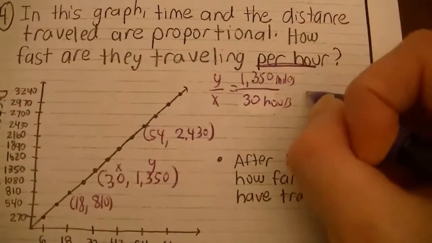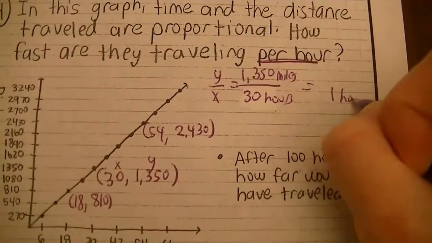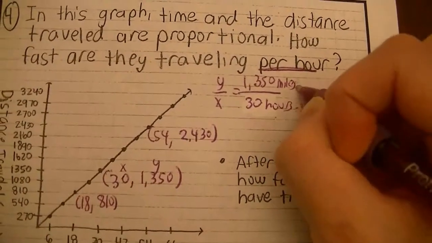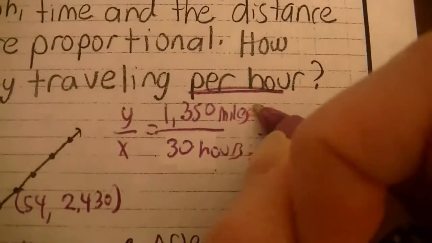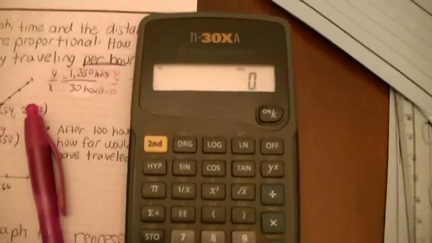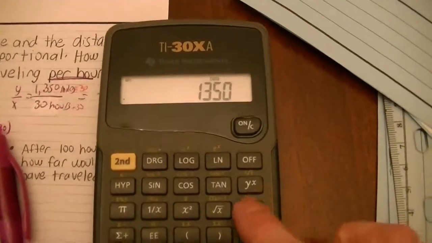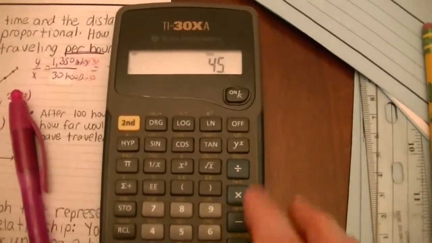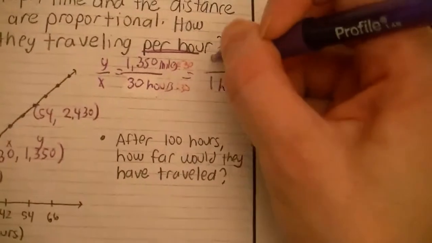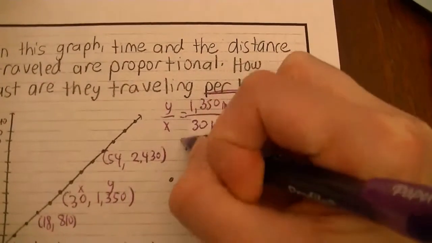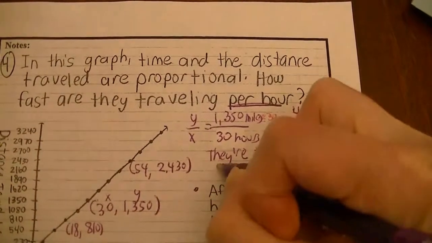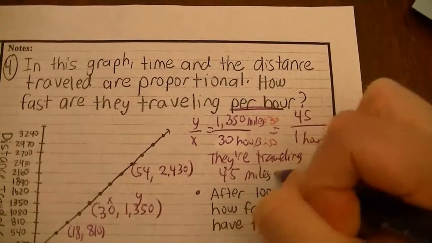Okay, so to find the unit rate, 1 hour, we're going to divide by 30, divide by 30. So we'll take 1,350 divided by 30, which is 45. So they're going 45 miles per hour. They're traveling 45 miles per hour.